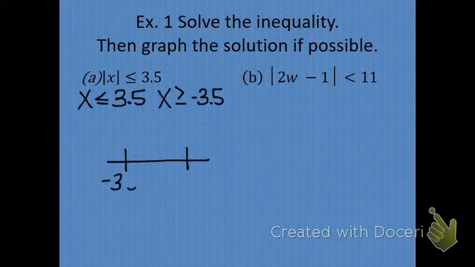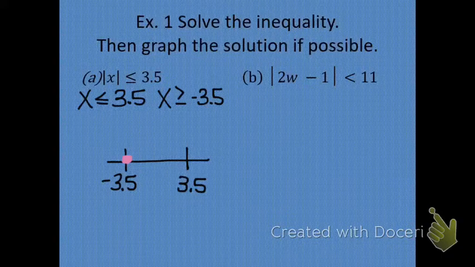The negative 3.5, and what number is going on the right? The positive 3.5. Now be careful with the circle on negative 3.5. Make sure you're looking at the right inequality. It is supposed to be what? Closed, because it's or equal to. All right, very good. It's part of the solution.